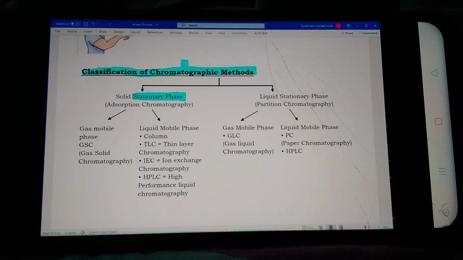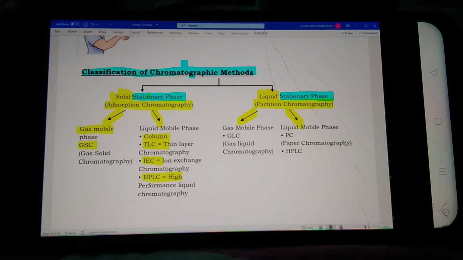That is in terms of stationary phase. We have a solid stationary phase and a liquid stationary phase. Gas cannot be a stationary phase. Solid stationary phase works by adsorption, and liquid by partition. Out of that, you have these branches and examples, giving an idea about the entire processes. For example, solid stationary phase and gas mobile phase is gas solid chromatography. Solid stationary phase and liquid mobile phase covers column, thin layer and ion exchange chromatography, and high performance or high pressure liquid chromatography, that is HPLC.